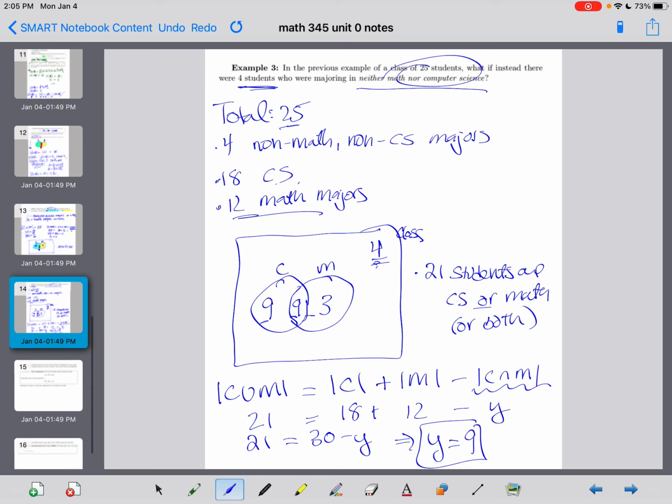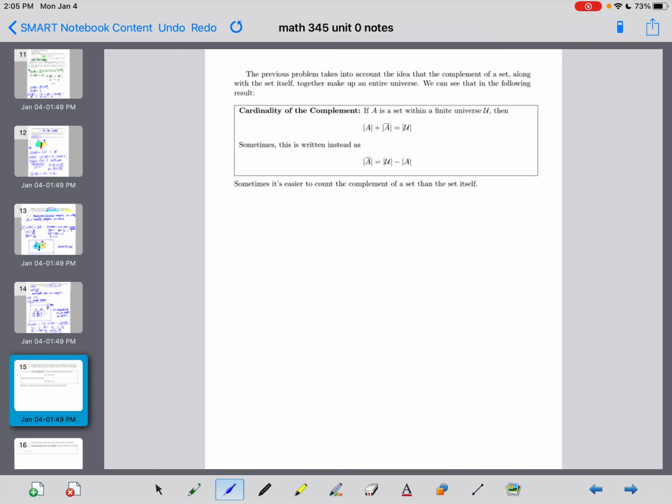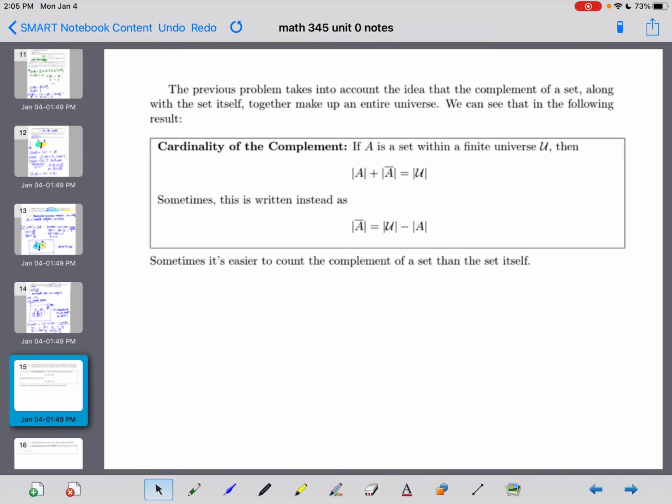All right, now this particular problem used an idea that's going to come in really handy and that we already saw in the warm-up for this section, which is using the idea of the cardinality of the complement of a set. The cardinality of the complement tells us that if A is a set within some finite universe U, then the cardinality of A plus the cardinality of A complement has to be equal to the cardinality of the universe. All right, let's remember what A complement is.